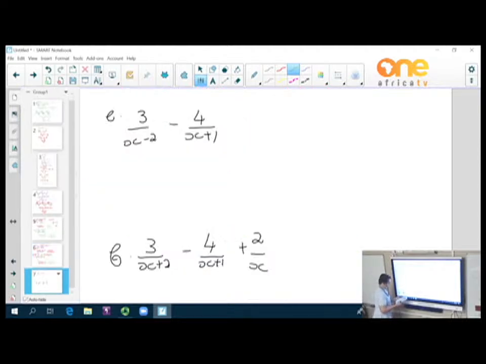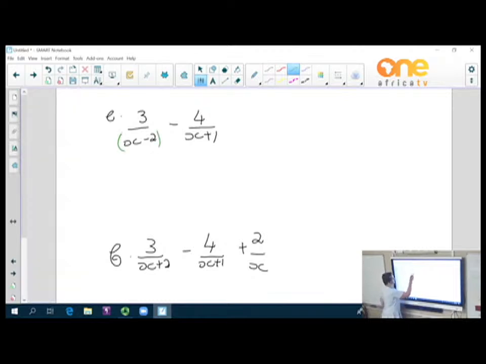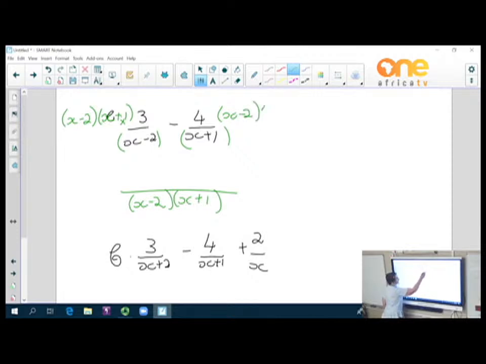And the last two there, number E. What is my LCM? My LCM will be x minus 2, x plus 1. So I multiply with x minus 2, x plus 1. What you do with the 1, you must do with the other one, x minus 2, x plus 1. And we cancel. Cancel there.